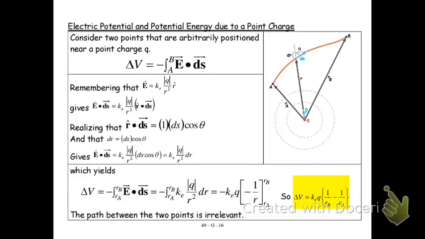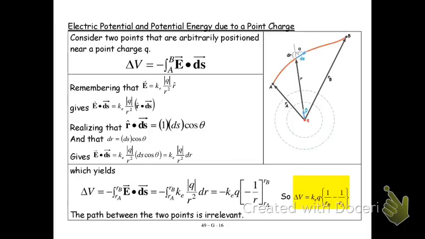So now let's look at a situation where we have a non-uniform field. You can see that I've drawn on this diagram, it's ripped off from the book, I think, a point charge which is creating the electric field. And then I have a point of interest which goes from A and goes around and round and ends up at B.